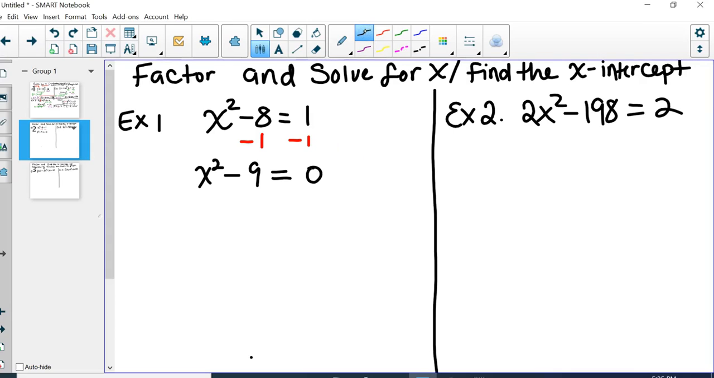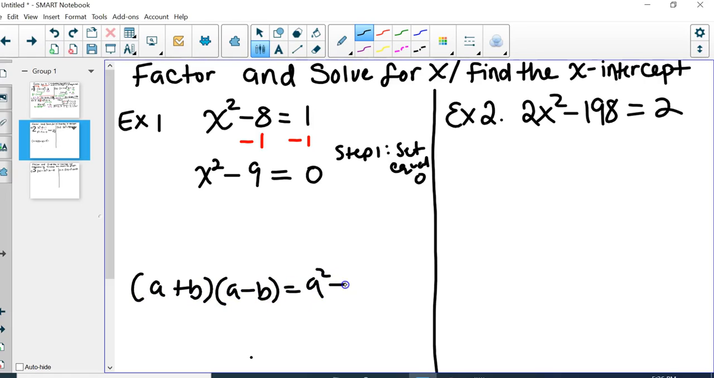That's step 1: set equal to 0 by moving everything to one side. After you've done that, you want to see what two things you can multiply to get x squared minus 9. When you see x squared minus a number that's also squared, you might remember your special products, or you might not. Remember that a plus b times a minus b is equal to a squared minus b squared.